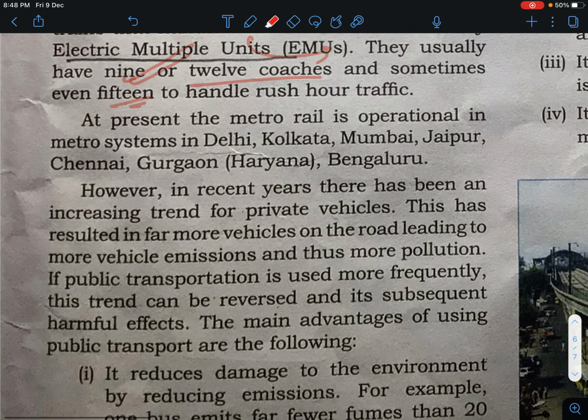At present, the metro rail is operational in Delhi, Kolkata, Mumbai, Jaipur, Chennai, Gurgaon and Bangalore.